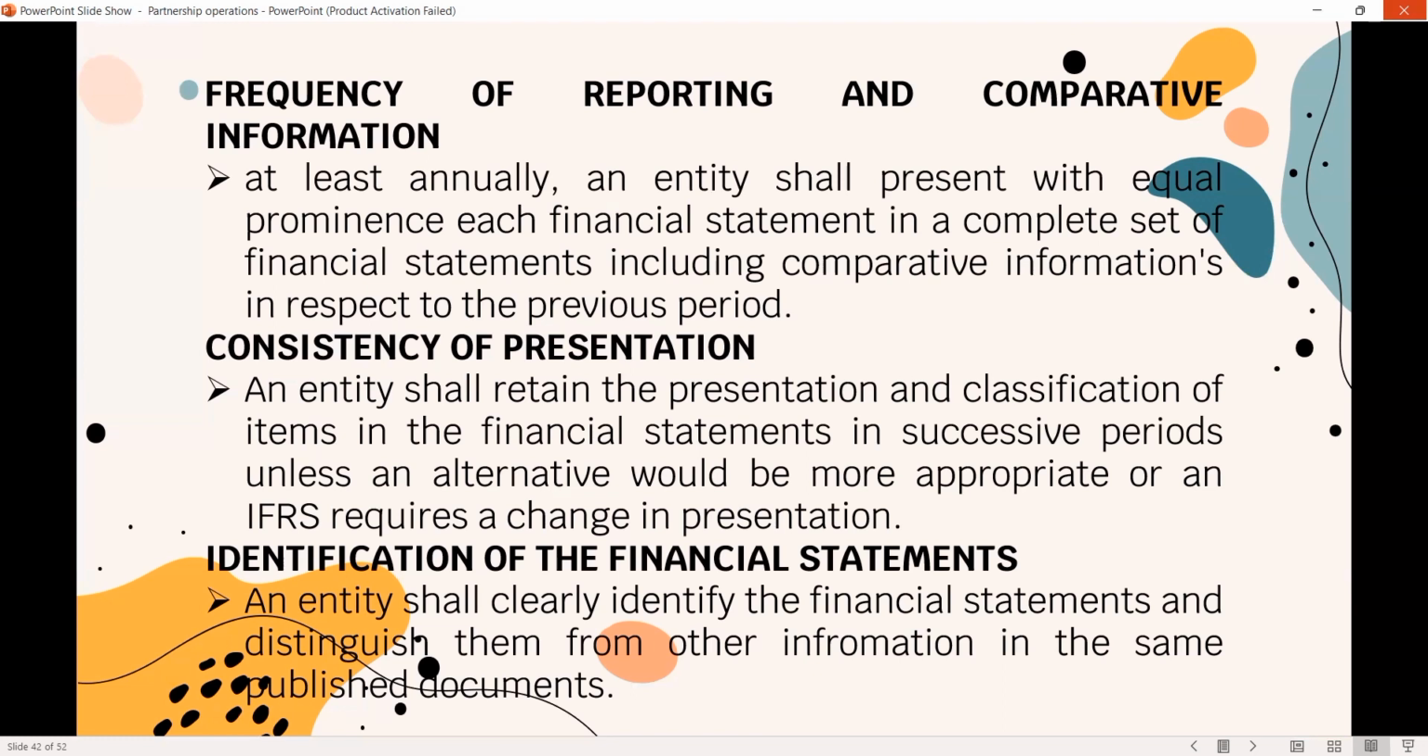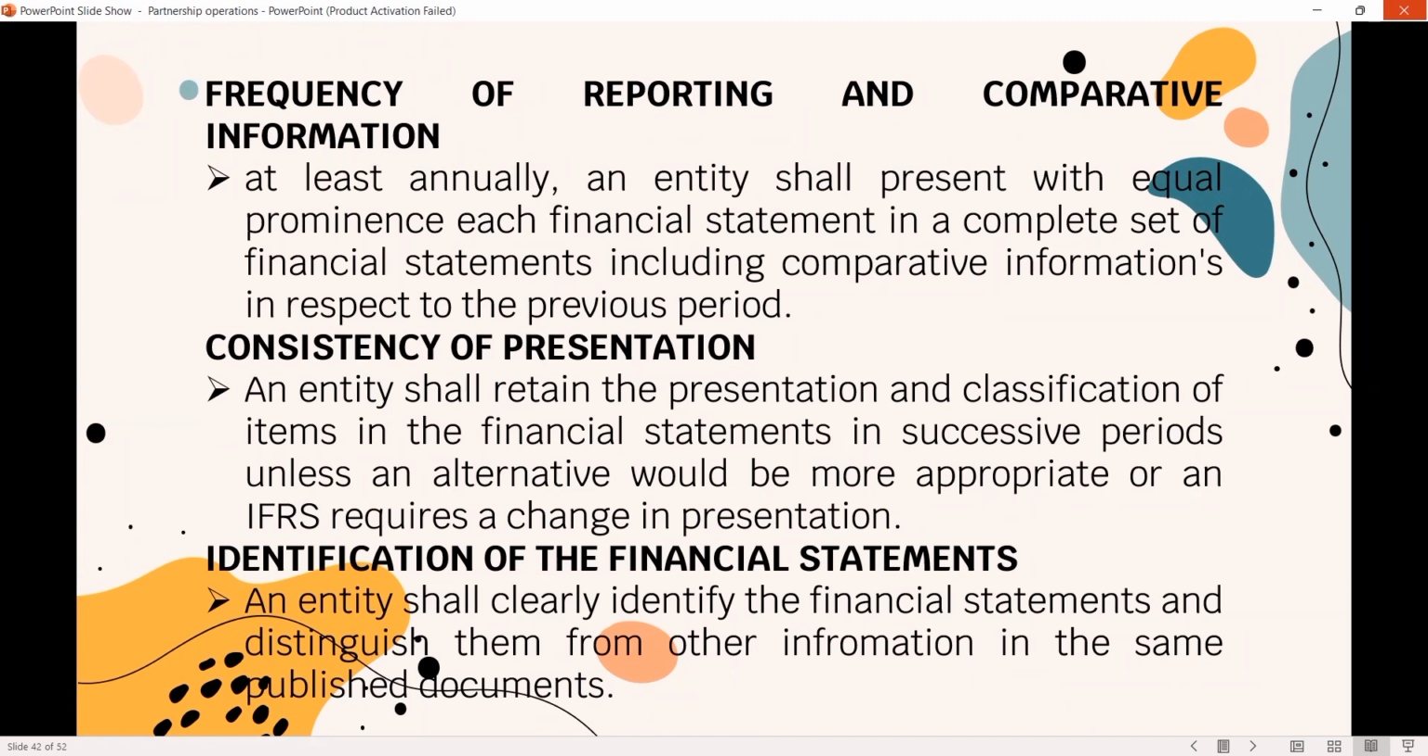So for the consistency of presentation, an entity shall retain the presentation and classification of items in the financial statements in successive periods unless an alternative would be more appropriate or an IFRS requires a change in presentation. Dapat, when we are presenting, there is consistency para hindi magkagulo-gulo yung information na ibibigay natin.